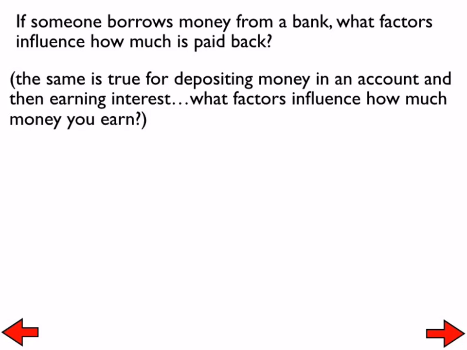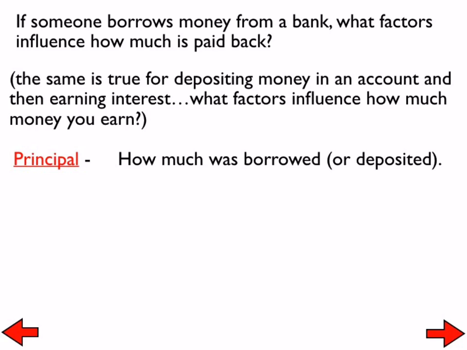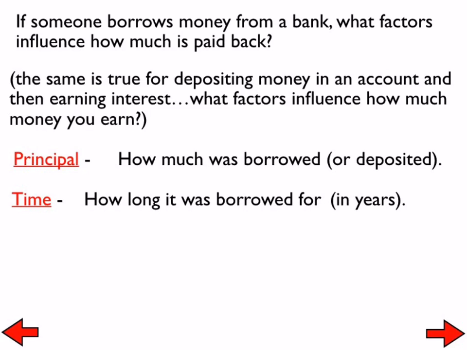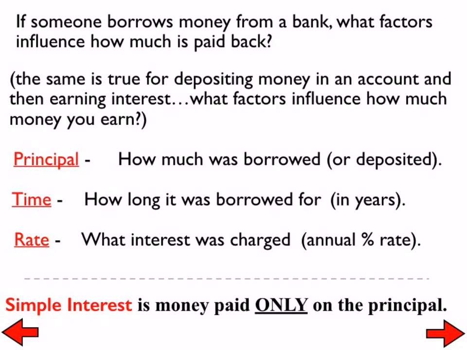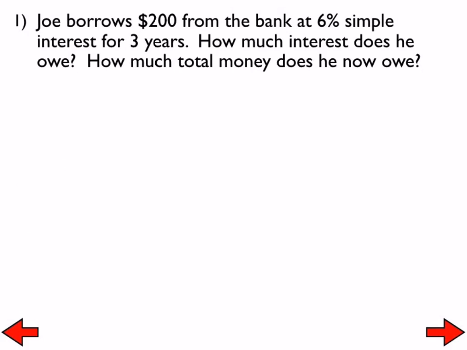Well, the factors are the same, and they are the principal, which is how much money you borrowed or deposited, the amount of time, typically notated in years, how long it was borrowed for, and then the interest rate, what interest was charged, and that's an annual interest rate. And when we're talking about simple interest, which is our focus today, simple interest is money paid only on the principal. Only on the principal. Okay? So let's start with number one.